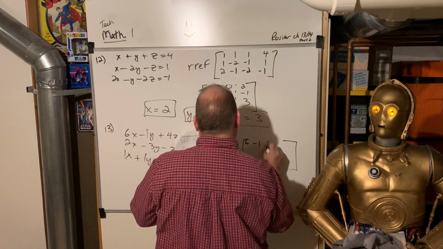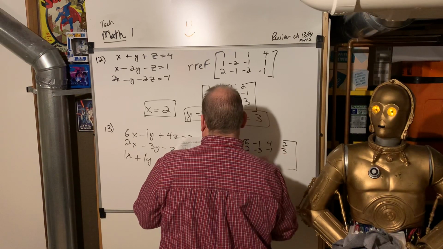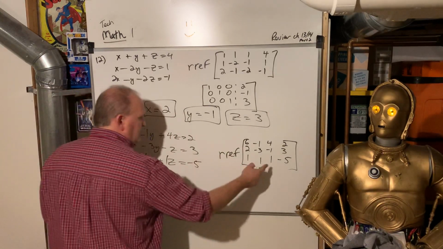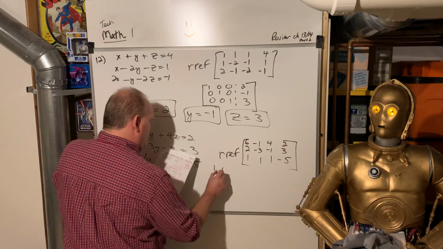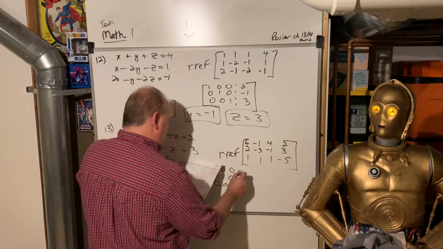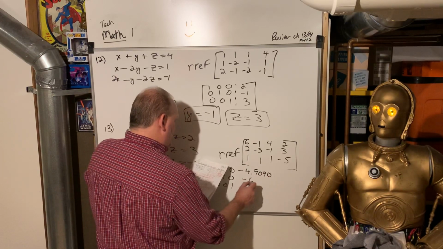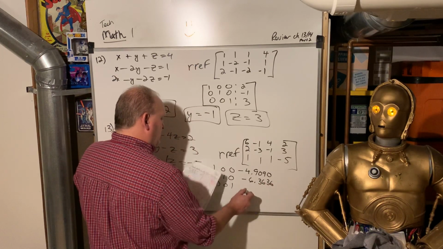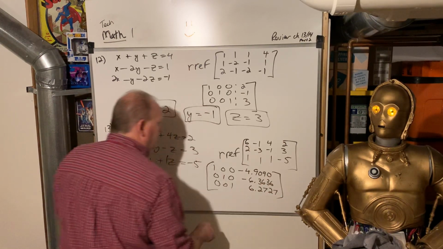So 6, -1, 4, 2, 2, -3, -1, 3, 1, 1, 1, -5. So we put all of those into our matrix. Reduced row echelon form, hit enter, you get 1 0 0, 0 1 0, 0 0 1, and we end up with -4.9090, -6.3636, and 6.2727, and so on. So that's our matrix.